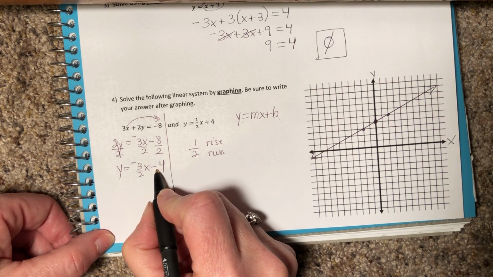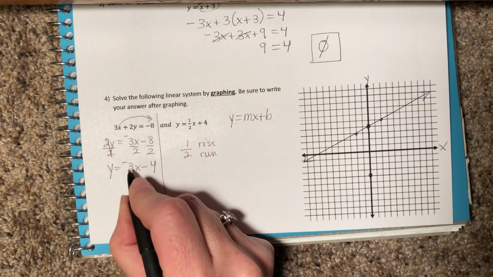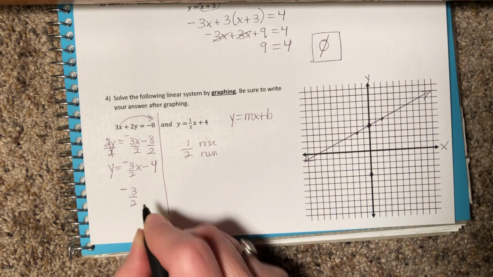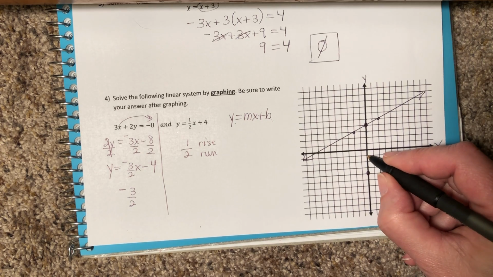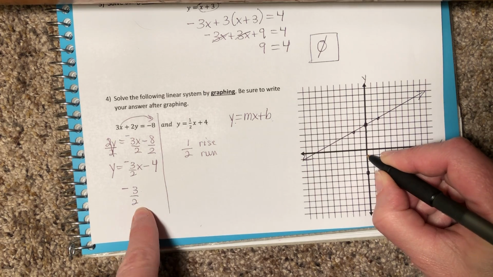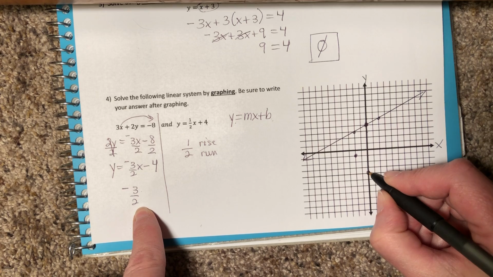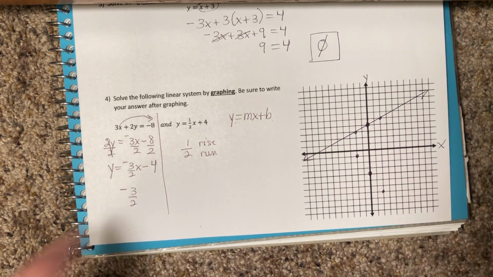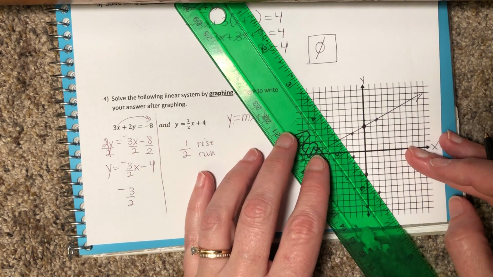This time my y-intercept is at negative 4. Plot that first. My slope, it's negative 3/2. So the rise is 3. I'm going to go up 3. But because my slope is negative, my line has to be going downhill. So I'm going to run 2, but to the left. Then I'm going to go back to my intercept. Down 3, right 2. And I know that I'm going to get a single solution.